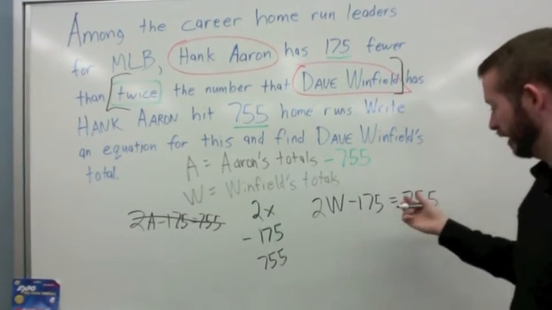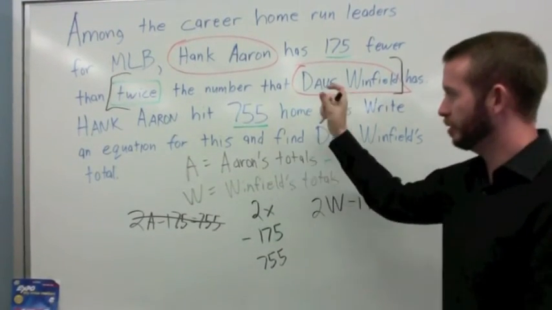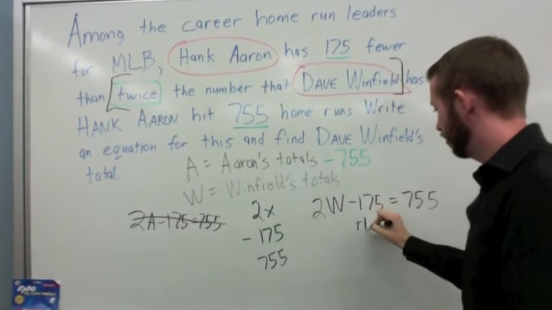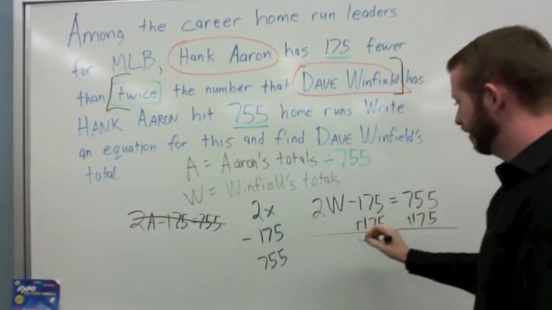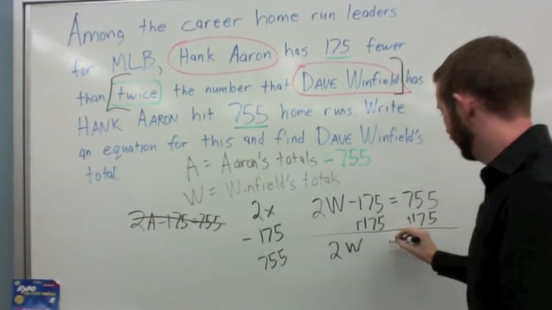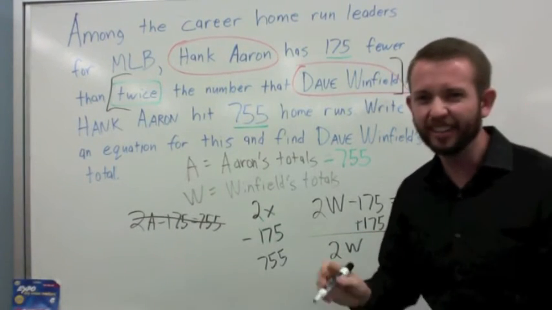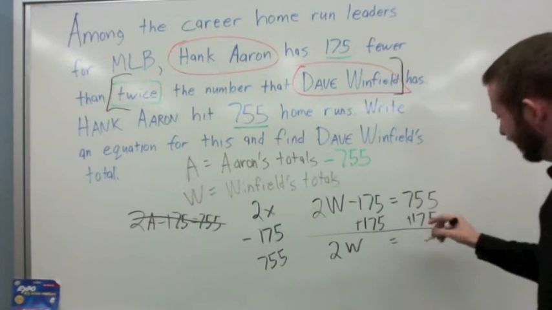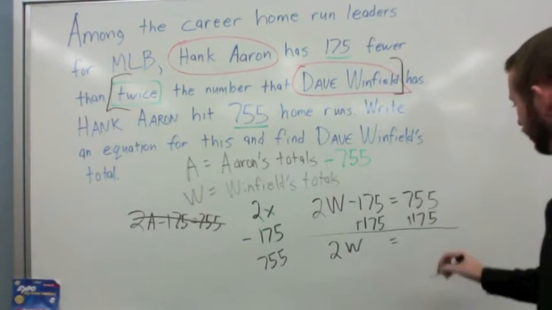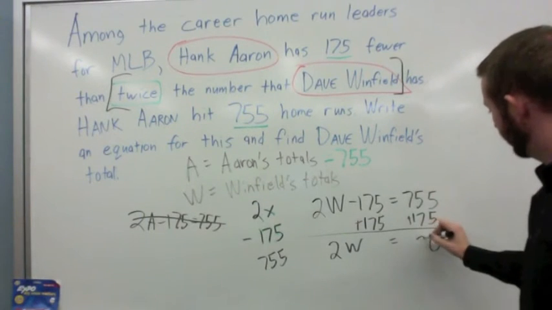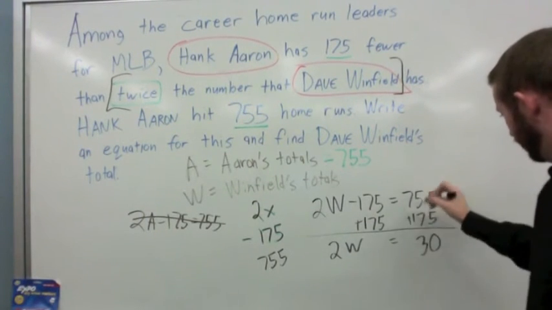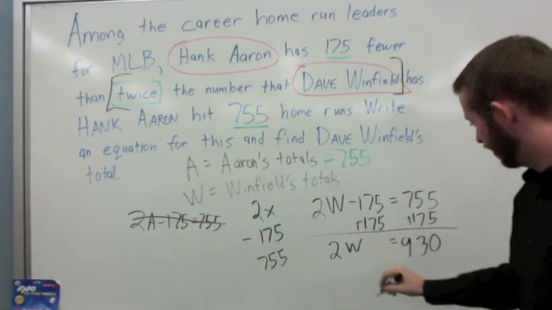From here, I expect you to be able to get it. Being able to read the equation and come up with a solid answer is not the challenge. Coming up with a solid equation is the difficult part. I really think you'll be fine with the answer. It's coming up with the equation where we'll struggle. 755 plus 175 is 930. 930 divided by 2, so that's what?